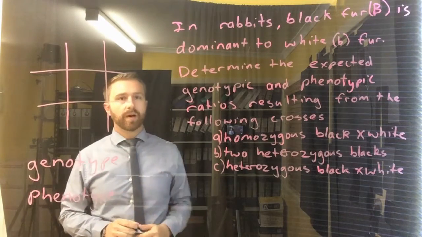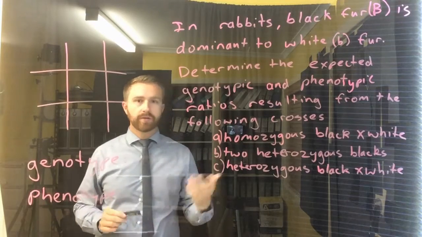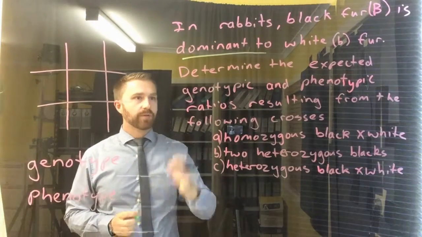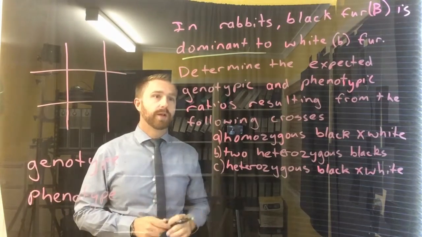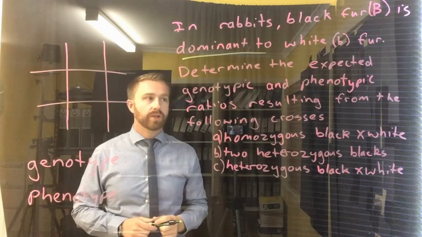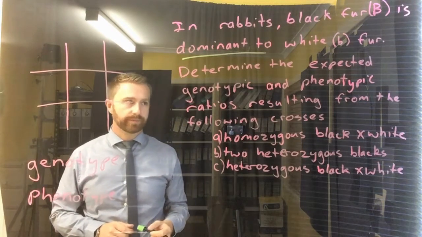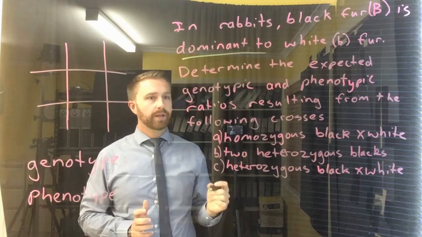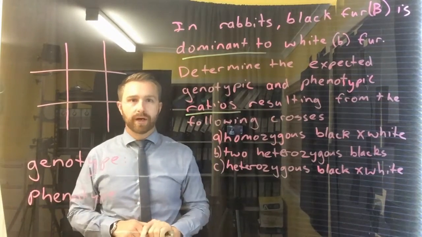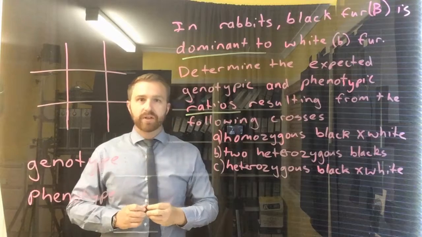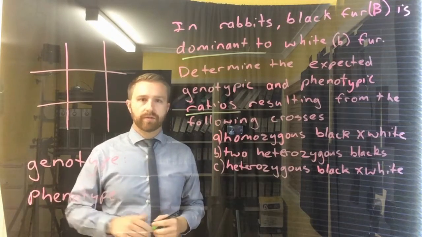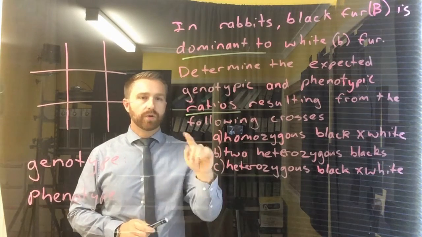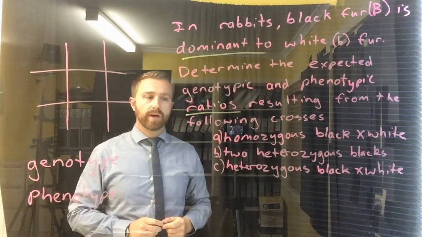So the question is, in rabbits, black fur, which is a capital B, so it means it's dominant, is dominant to white fur. And of course the question is asking us to determine the expected genotypic and phenotypic ratios resulting from the following crosses. So the key thing here is, often these genetics questions will ask you to either give a ratio or they will ask you to give percentages of the offspring of genotypes and phenotypes. So it's important to read the question and to, in your answer, give what the question is asking you, whether it's percentage or a ratio.